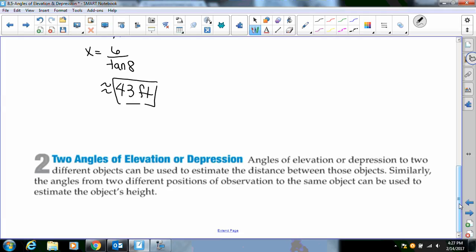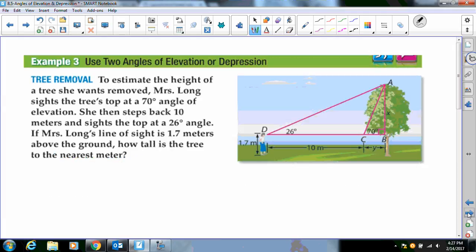Okay, now we can also look at 2 different objects to be able to estimate the distance between those objects using angles of elevation and depression. So we're going to see how this works looking at this example here. The problem says to estimate the height of a tree she wants removed, Mrs. Long sights the tree's top at a 70-degree angle of elevation. She then steps back 10 meters, as you can see in the picture, and sights the top at a 26-degree angle. If Mrs. Long's line of sight is 1.7 meters above the ground, how tall is the tree to the nearest meter?